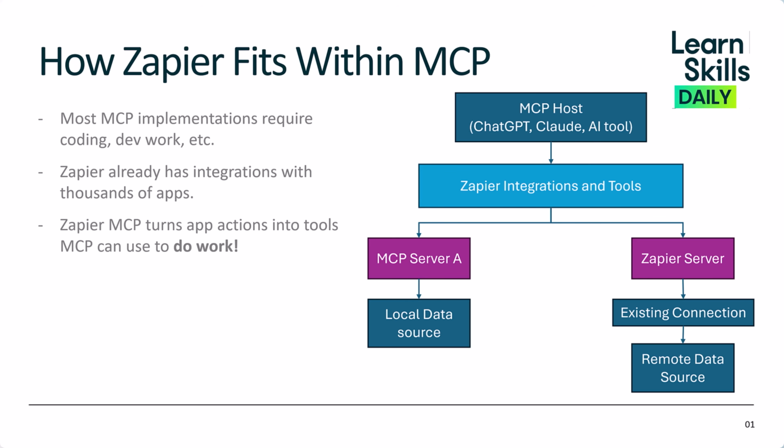And as you can see here using our framework diagram, we still have an MCP host, which is either ChatGPT, Claude, or an AI tool. But for the communications, we have the Zapier integration and tools that are already baked into Zaps, into tables, into the entire Zapier ecosystem. And you could still have an MCP server A that goes to a local data source, but what we're going to be discussing is how we can use the Zapier server and those existing connections to connect to remote data sources and utilize remote data sources to either make decisions or do work.